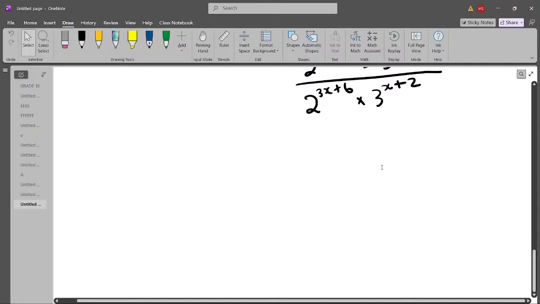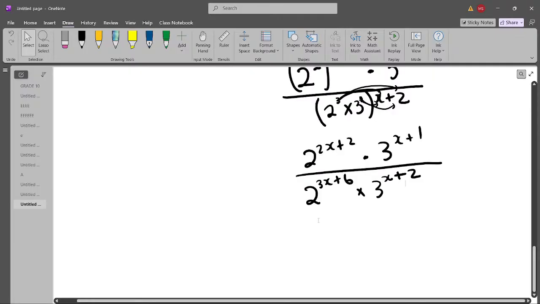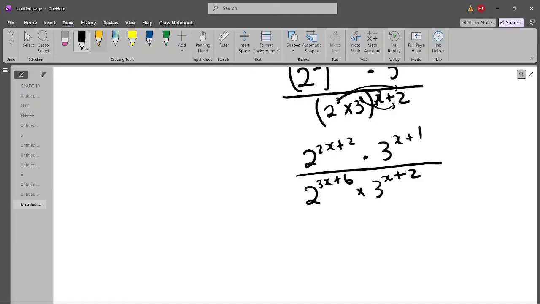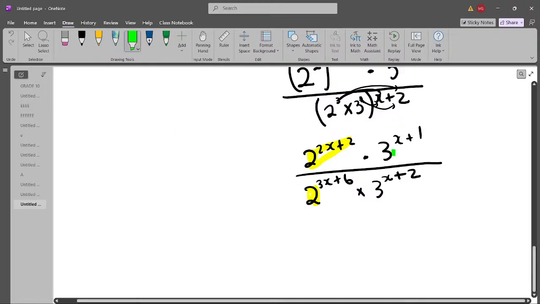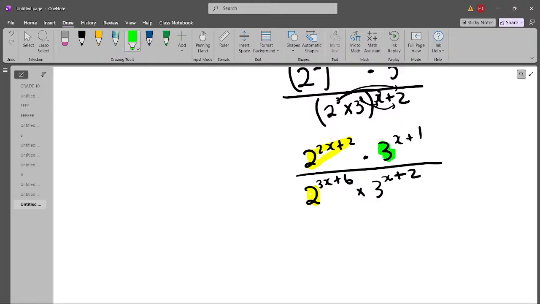Right? Now, once we are here, if you look at this, we are now dividing the same base. This base is divided by this base, and then this base over here is divided by this base over there. If you remember, when you divide the same base, you can do what? You can subtract the exponent.